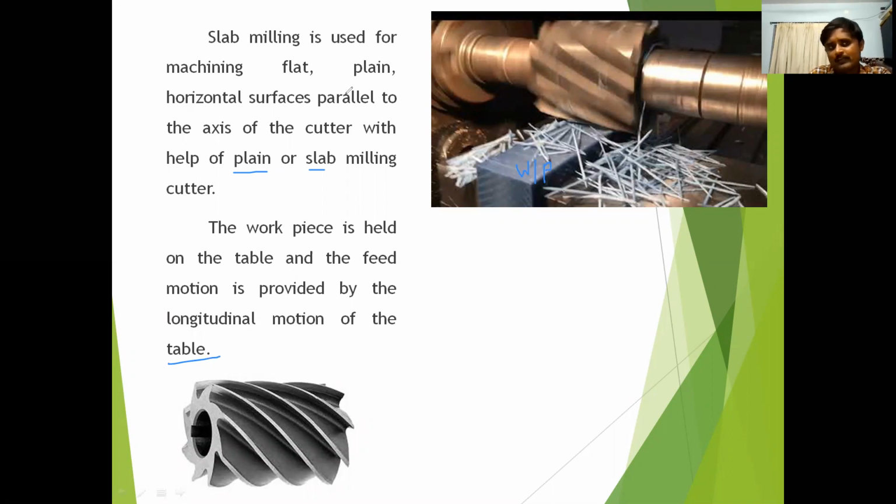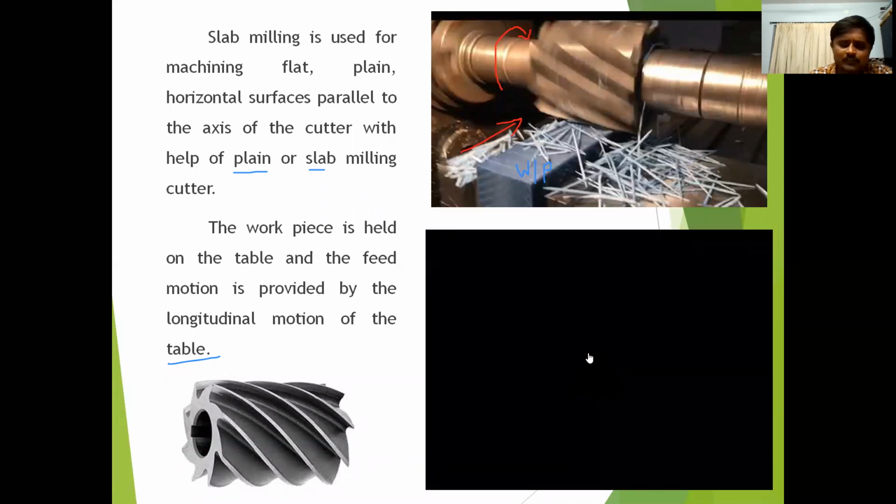Let's see here, for example. So this is the cutting tool. The cutting tool is rotating like this about its axis, and we are giving the feeding by moving the work table like this. So the relative motion is that the cutting tool is rotating and the work table is moving, reciprocating. So this is about the relative motion between the workpiece and cutting tool in the case of slab milling.